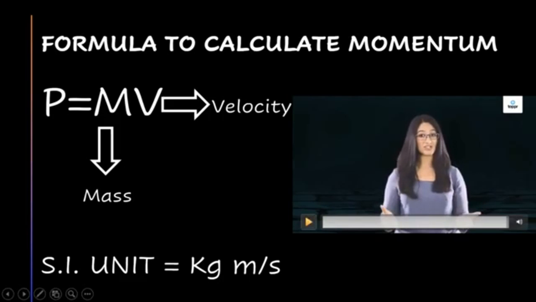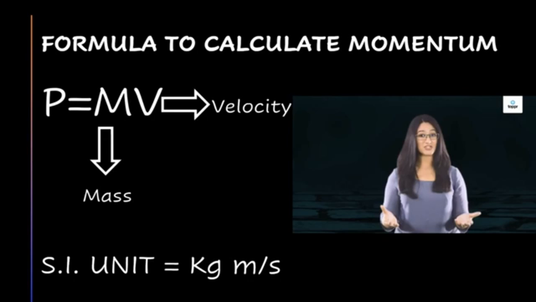P is equal to m into v. v represents velocity, m represents mass, and p represents momentum. And the SI unit is kg meter per second.